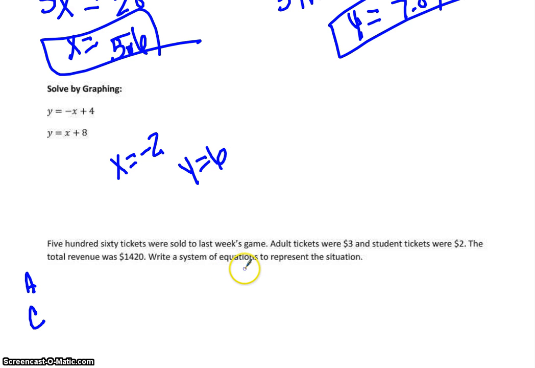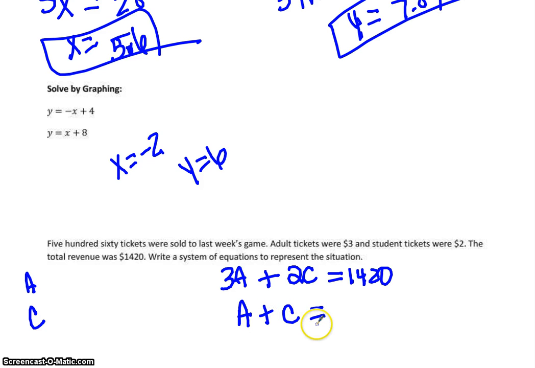Remember, if all you have are three things with money, all three of those go in the same equation. So 3 adult plus 2 child equals $14.20. I have all of my money in the same equation. The other equation will just add the adult and the child tickets and how many were sold: 560. They tried to trick you by spelling it out.